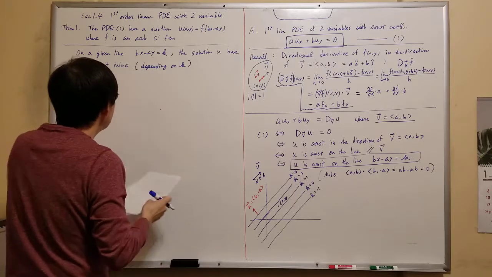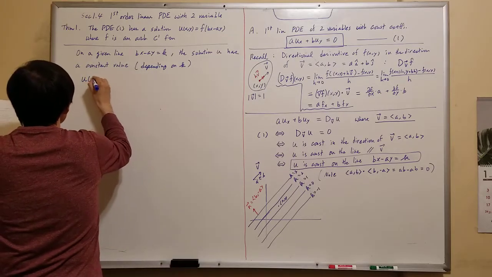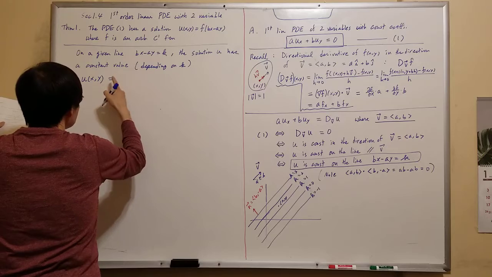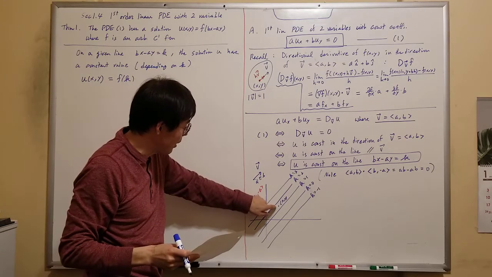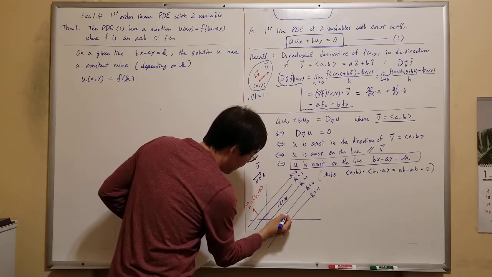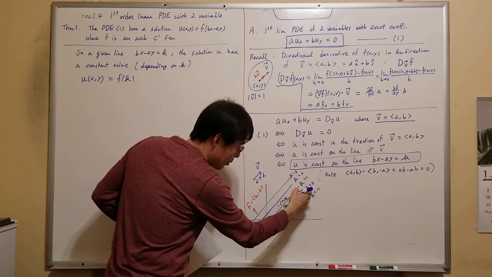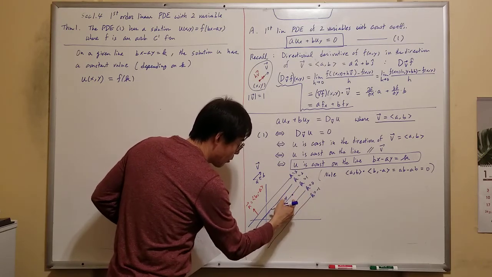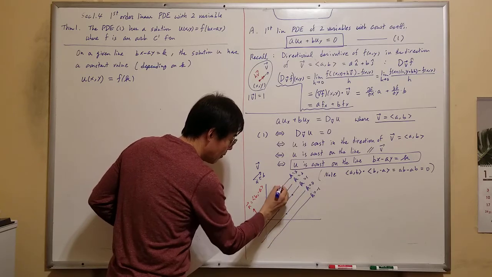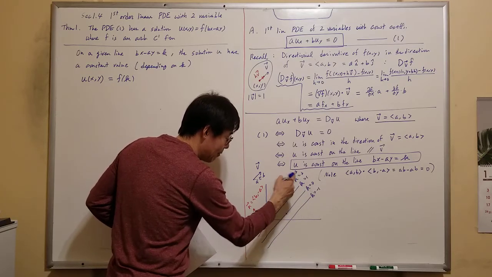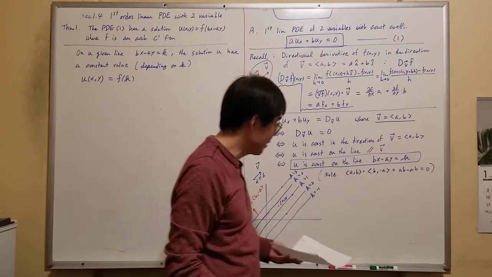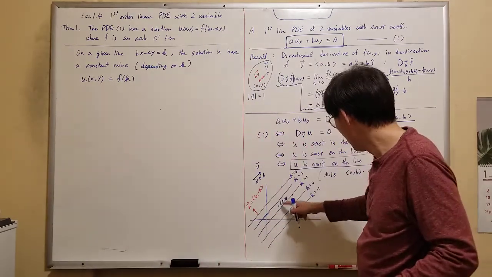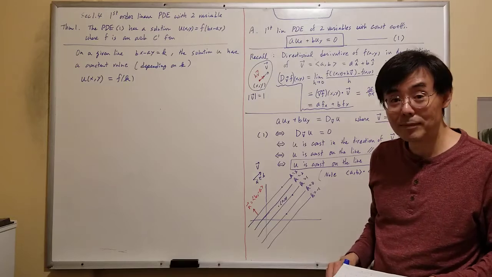So, our function is a function of the k value corresponding to a given xy. For this xy, the corresponding k value equals 0. For this xy, the corresponding k value equals 1. For this xy, the corresponding k value equals 3. For this xy, maybe the corresponding k value will be 1.5, right?